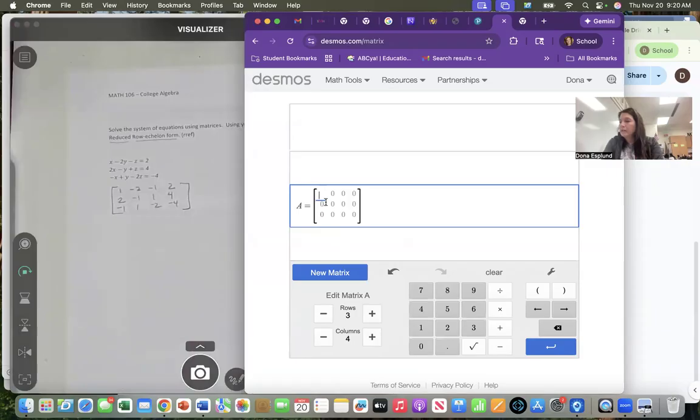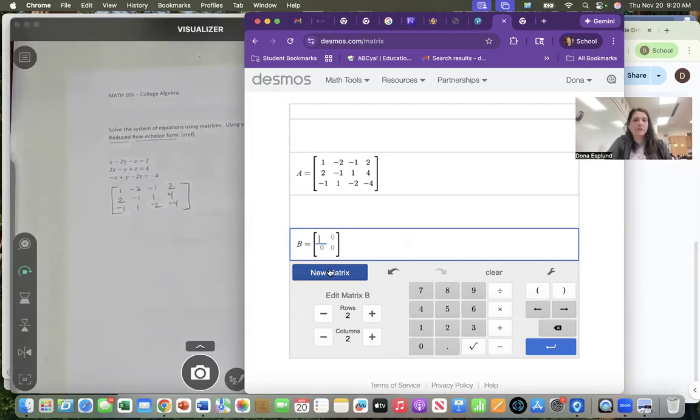Then I'm going to just type it in. So I'm going to have 1, -2, -1, and then 4 or 2. And then the next row would be 2, -1, 1, and 4. And then I'm going to go -1, 1, -2, and then -4. So I've inputted my matrix into that. So now it's my augmented matrix. And then I'm going to go ahead and just save that.